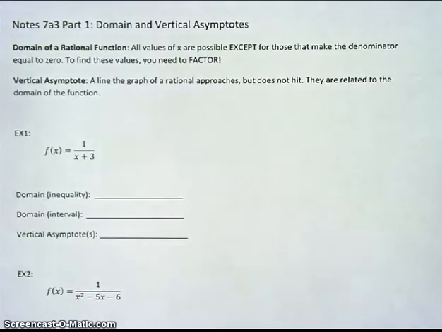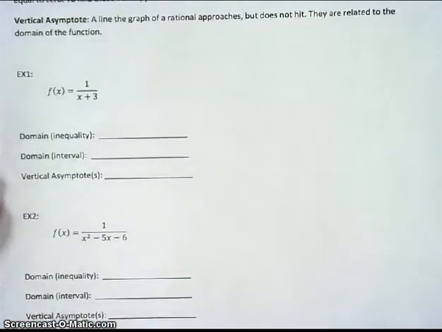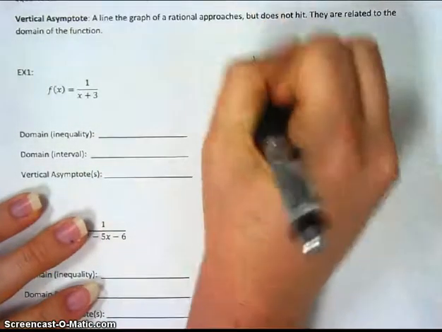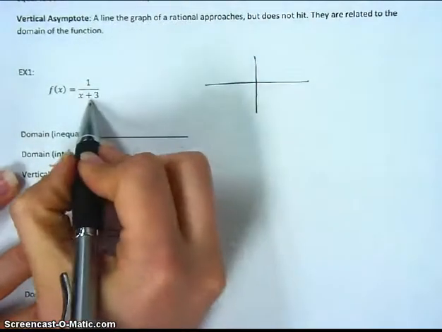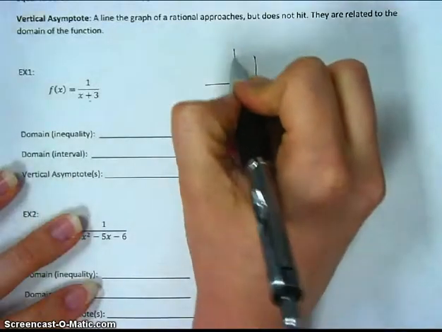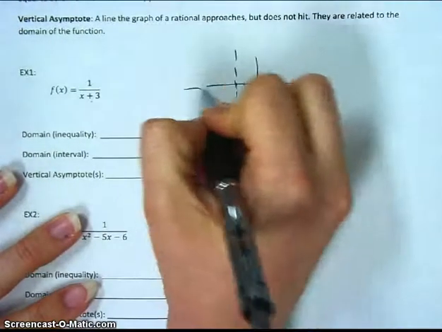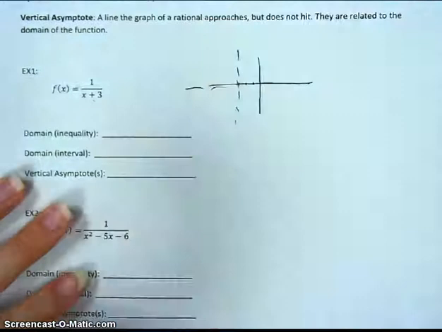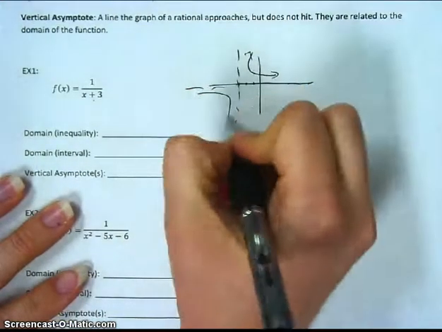Vertical asymptotes are the vertical lines in our graph that our graph approaches but never actually touches. They are going to be very closely related to our domain, as you will see soon. So if we look at this first example, f of x equals 1 over x plus 3. We know from yesterday that this graph is going to be shifted to the left 3. So at negative 3, we'll have our vertical asymptote. The horizontal asymptote will still be there. And our graph will look something like this.